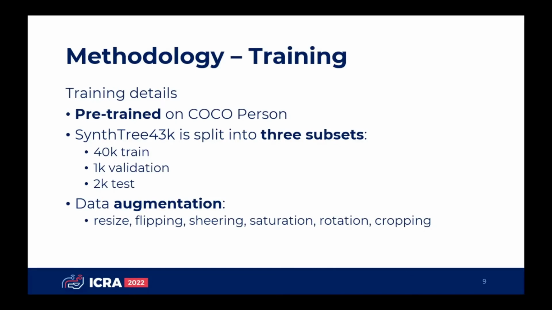So, the training details: we train all our models on the COCO person dataset, and we freeze the first 2 convolutional layers of the backbone. The dataset we split into 3 subsets. So we put 40,000 images in the train set, 1,000 in the validation, and 2,000 in the test set. To improve the model generalization and reduce overfitting, we employed common data augmentation techniques such as image resizing, flipping, shearing, etc. No data augmentation is used at validation or test time. So now we can move on to the results.